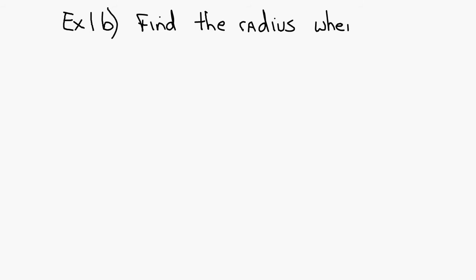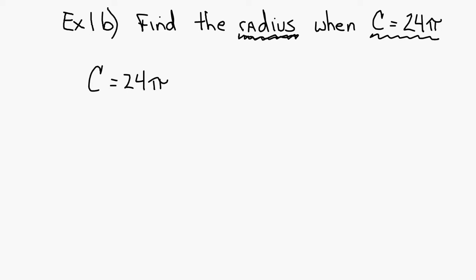Example 1b. Ask you to find the radius. I'm just going to cut this down a little bit, but they're asking you to find the radius when the circumference equals 24 pi. So the easiest way I feel to do these, you got to identify what they're asking for. And then you got to get formulas down. If you know that the circumference is equal to 24 times pi, and you know that the circumference is also equal to 2 times pi times the radius.